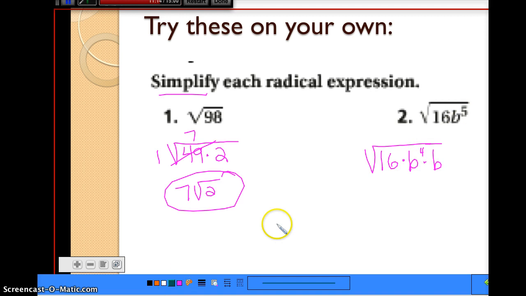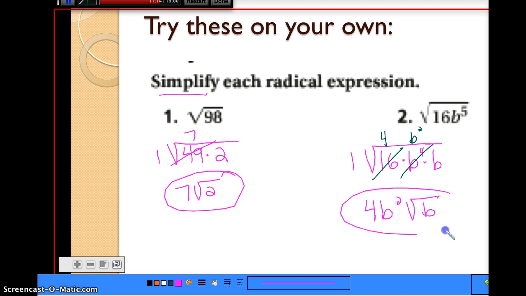So let's take out the perfect squares. Square root of 16 is 4. Square root of b to the 4th is b squared, and b is stuck. So I'm left with 4b squared times 1 is 4b squared, square root of b, and I'm done.